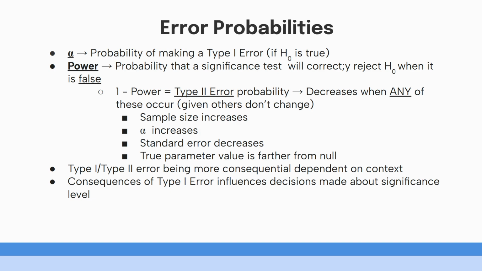That's all it is. And it decreases when any of these occur given the other factors don't change. So if you increase the sample size, you decrease the probability of a type 2 error, which means you increase your power. If you increase the significance level, that also decreases the probability of a type 2 error. How do we calculate power?